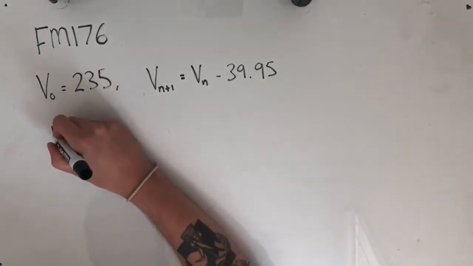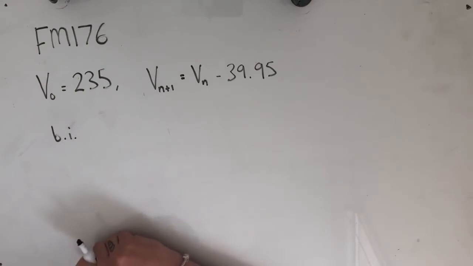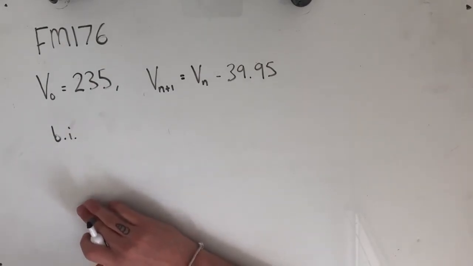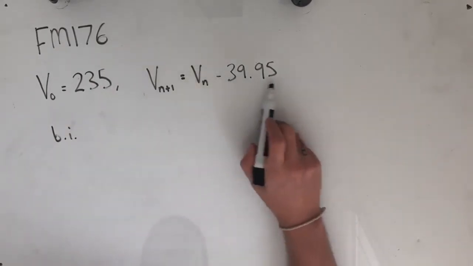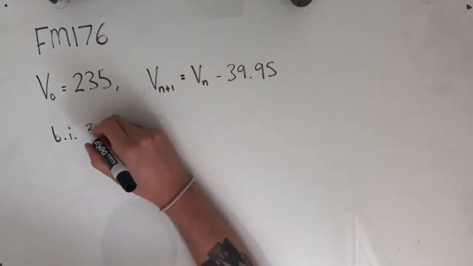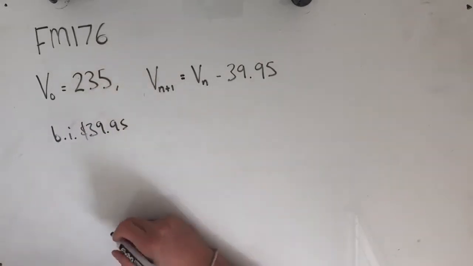Part B, part I, it says how many dollars is the value of John's roller skates depreciated by each year? So by how many dollars is the value of John's roller skates depreciated each year? Well, just looking at the recursion relation here, we can see that his skates will go down $39.95 each year.